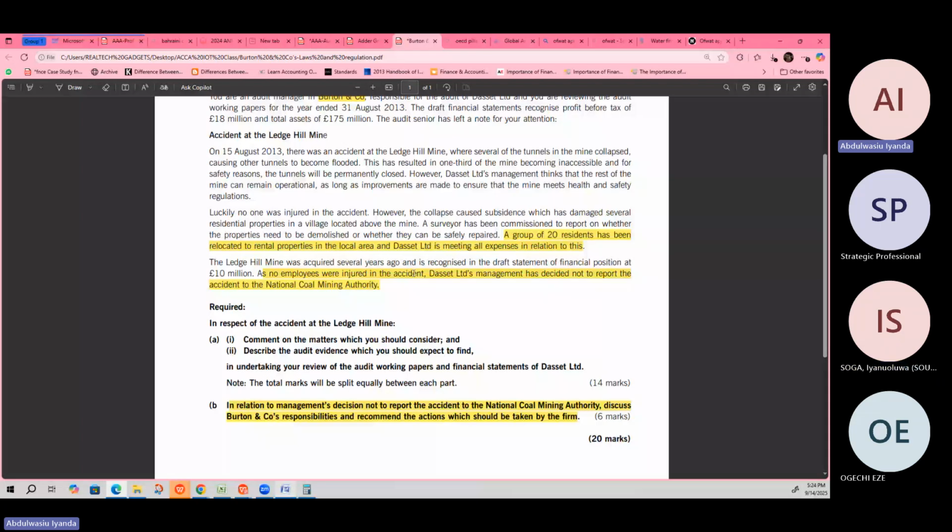Let's say what it was: as no employee was injured in the incident, the company has decided not to report it. Do you think that is fine? No, that's not fine. They still need to report. They were supposed to report it to the necessary authority. How did this thing occur? I think that should be even our first one. So the auditor should try to probe why they decided not to report the accident.